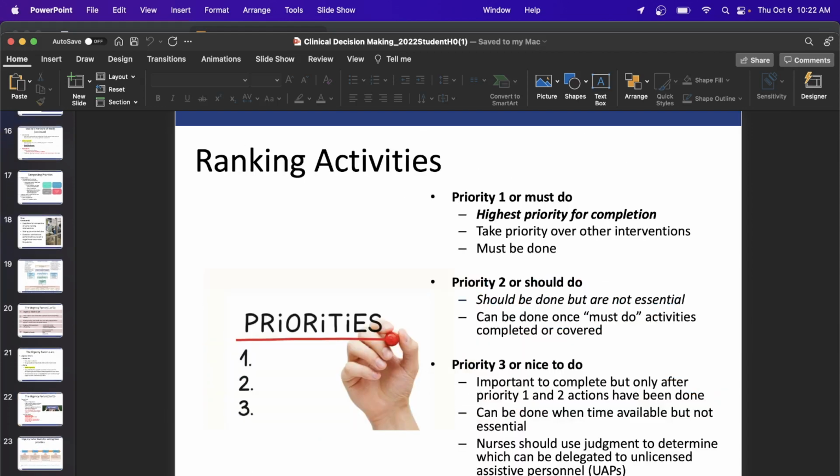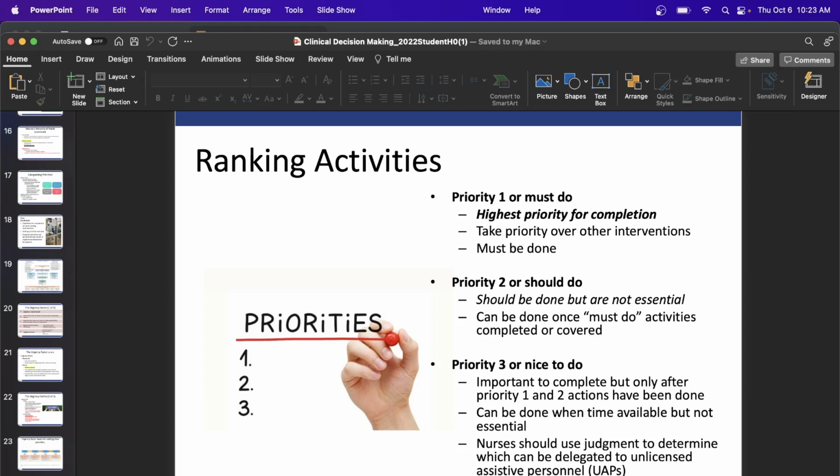Indeed. But for the nurse, what are we doing first? Assessment. Thank you. So assessment, meds, because there's time constraints on meds and treatments, right? So those are the things that no matter what have to be done. So those are priority one. Priority two should be done, right? May not be essential.